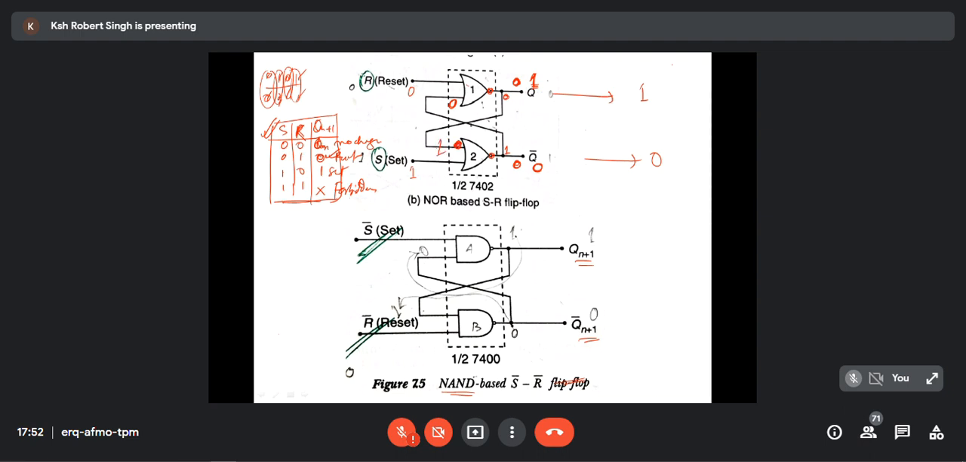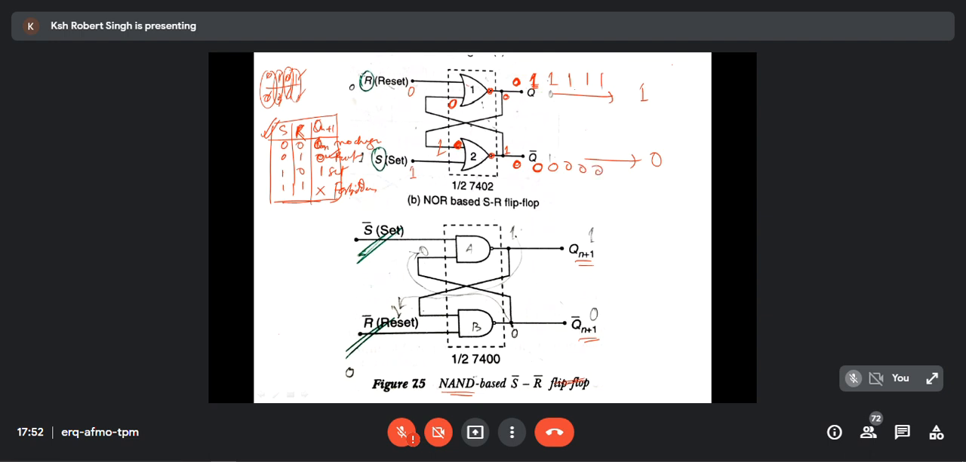This 0 is going here, going here, going here. It becomes 0 as it is. 0 and 0, 0, bubble, 1. So again 1 is coming. 1 and 1 is 1, bubble, the 0 is coming. So 1, 0, 1, 0, 1, 0.